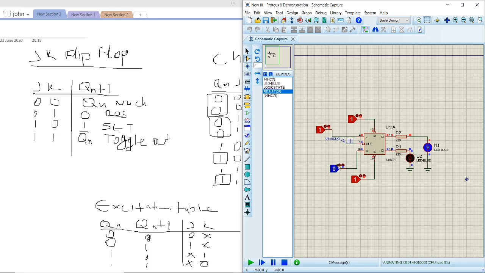However, if you have both 1, and let's say you set the set input to 0, you will see that it automatically sticks to Q, and the other way around for R, it will stick to Q not. And if both are active, you will see both will be on.